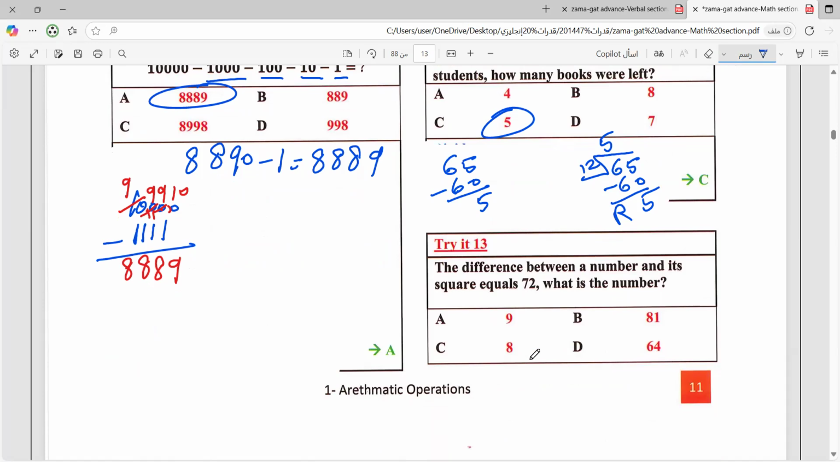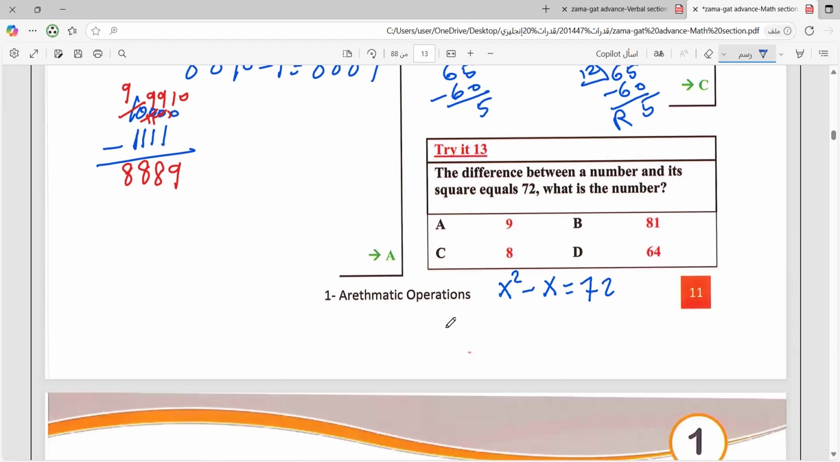The difference between a number and its square equals 72. What is the number? We assume the number is x, and its square is x squared. The difference between x squared and x equals 72. I think it's 9, because 9 squared is 81, and the difference between 81 and 9 is 72. Correct, good job. Here we apply x squared and try from the options.